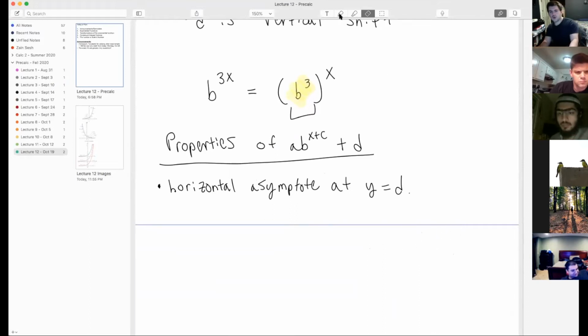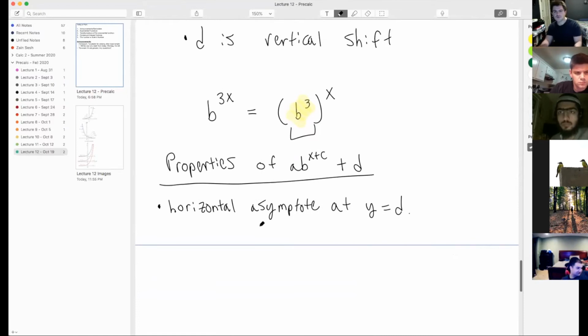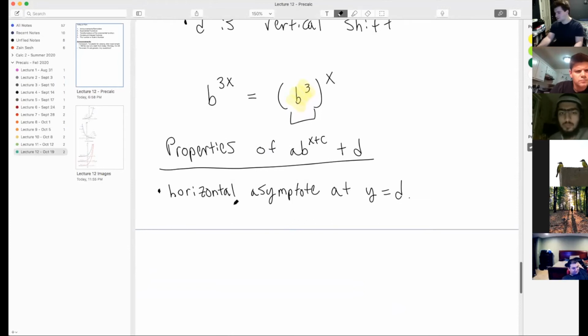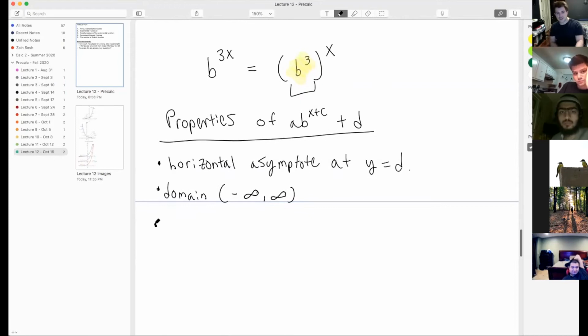All right, so where was I? I'm just listing the properties of the transformation. Horizontal asymptote at y equals d. Domain, again, all real numbers, from minus infinity to positive infinity. Just note that no x values are going to create a problem in this function. You can raise b to any number. There's not going to be any problems there. But the range does get shifted. This vertical shift of plus d will change the range to d to infinity.